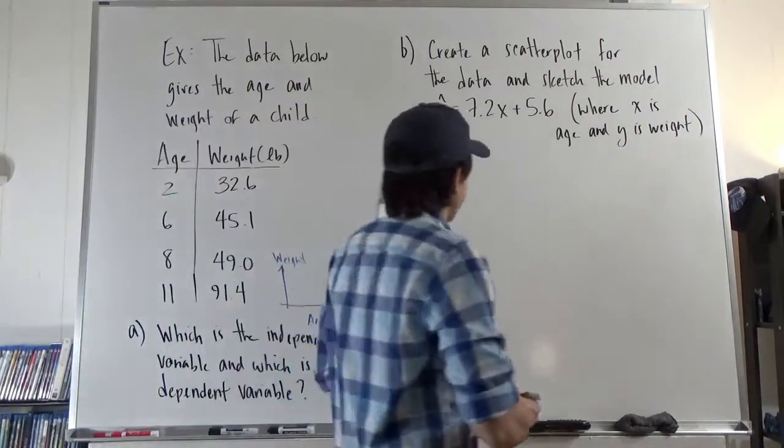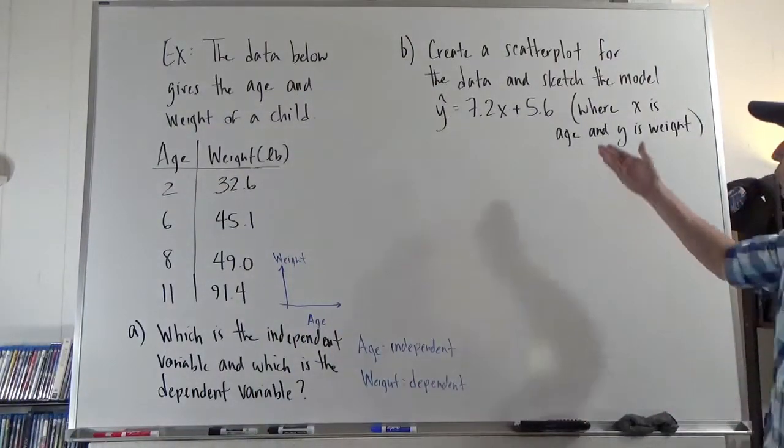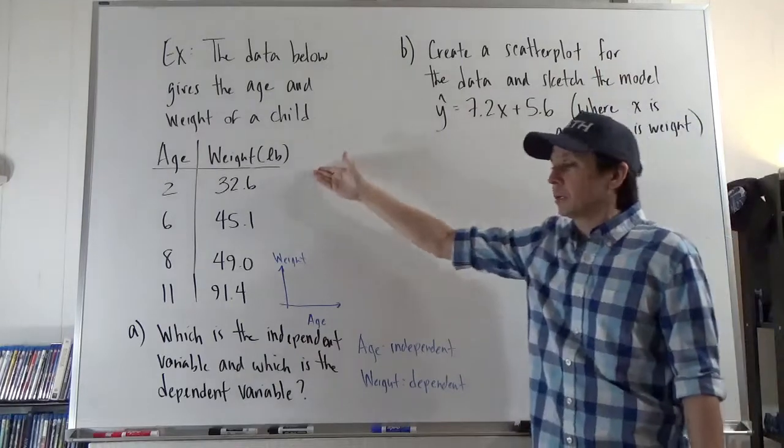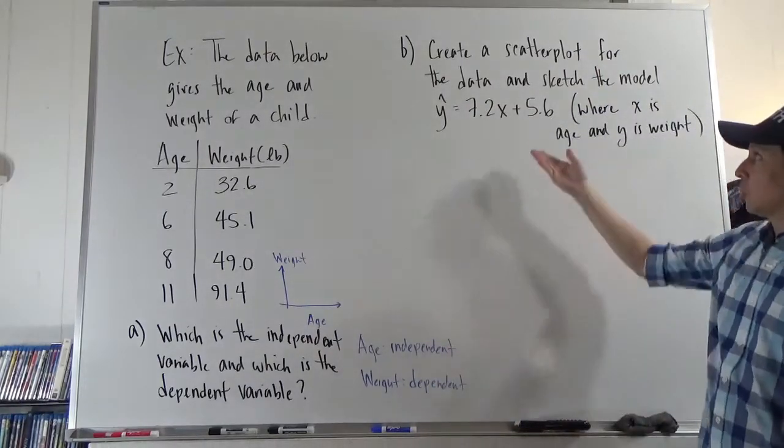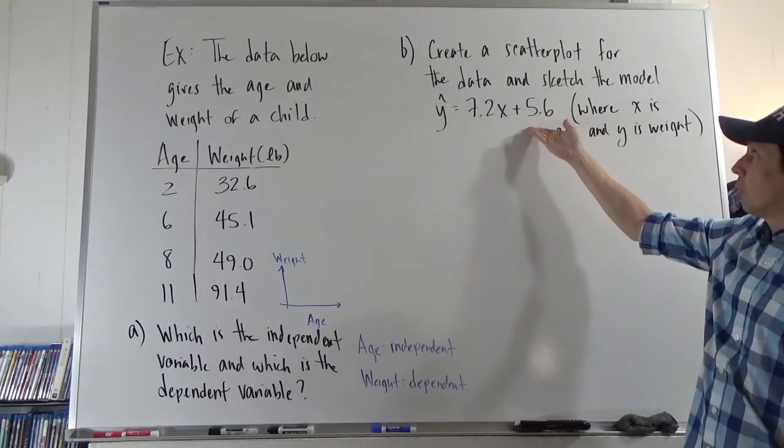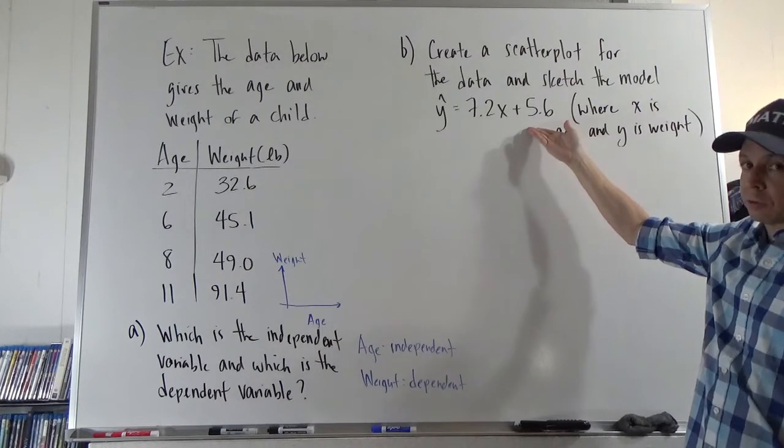Okay, we have two things to do. We have to create a scatter plot for the data. We're going to do that first one. And then we also want to sketch the model y hat is equal to 7.2x plus 5.6.